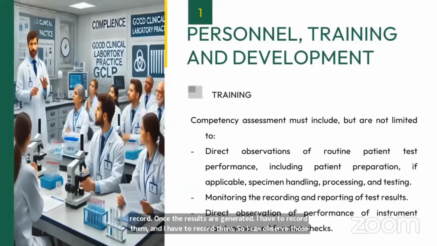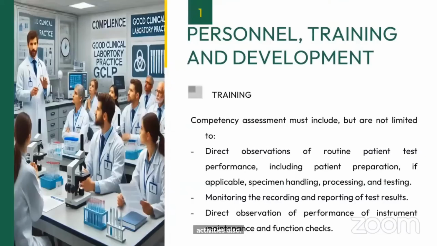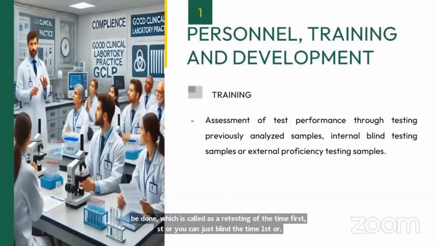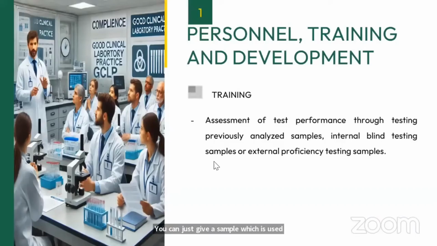I can also observe how the staff is performing the equipment maintenance and the function checks. Before performing any test, you should check whether the equipment is functioning properly or not. So you can directly observe how they are performing the function check, how they are checking the performance of the equipment. You can also assess the test performance through testing of previously analyzed samples. If there are any samples, you can give them to staff. If some newly appointed staff is there, you can ask them to retest a sample which is already tested. That is called retesting of samples, or you can blind the samples, or you can give a sample which was used for EQA or proficiency testing. That same sample can be given for retesting purposes.